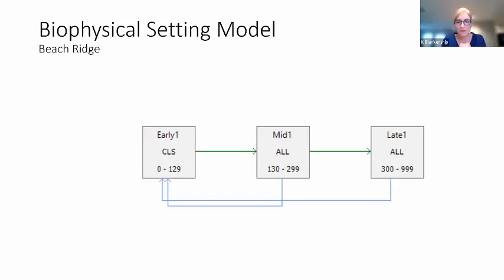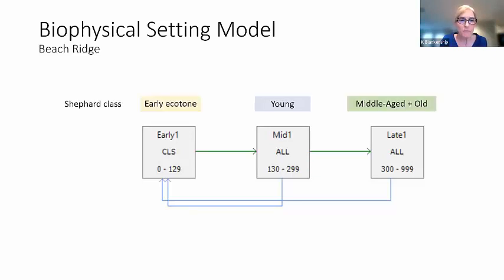And if you've never done state and transition modeling before, the idea, I think, is fairly straightforward. This is an example from a beach ridge in Southeast Alaska. And Michael Shepard has done some work down there where he defined an early ecotone stage, followed by young forest, and then more middle-aged and old forests.